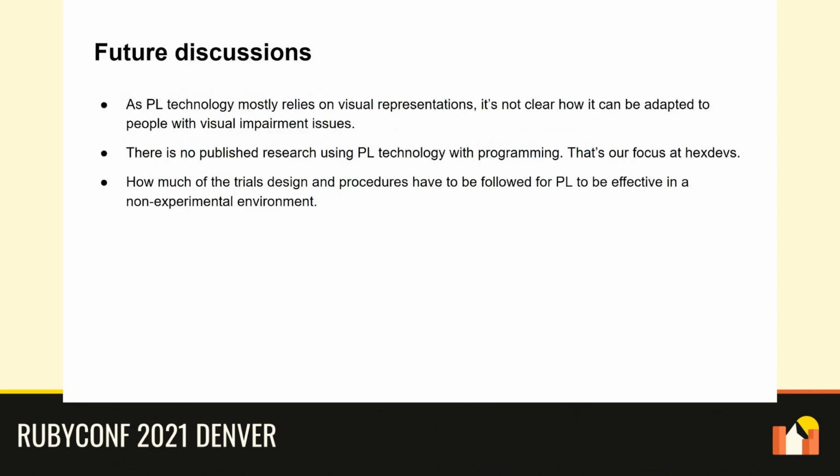There are a few things that I don't have the answers to yet, and I'm really looking forward to finding the answers for them. The first one is, as we saw in the examples, the perceptual learning trainings mostly rely on visual representations. So it's not clear how it can be adapted to people with visual impairments. There is also no published research using perceptual learning technology with programming until the recording of this talk, but that's our focus at Hex Devs. It's also not clear how much of the trials, design, and procedures have to be followed for perceptual learning to be effective in a non experimental environment.